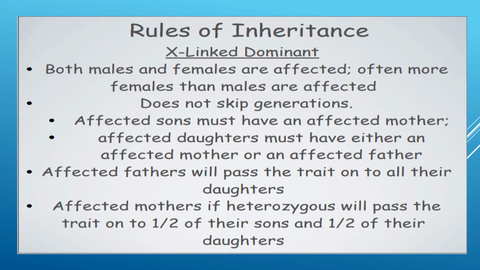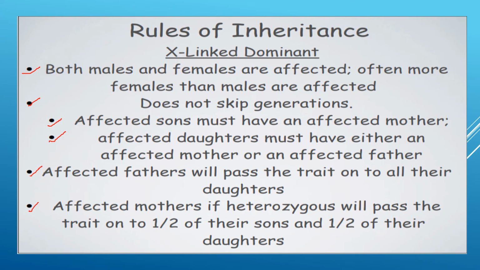And next is X-linked dominant disease. This also occurs with equal frequency in both males and females, and it does not skip any generation. Affected sons must have an affected mother. Affected daughters should have an affected father or an affected mother. But for a son to be affected, compulsorily he should have an affected mother. Affected fathers will pass this mutant allele to their daughters. An affected mother will transfer the mutant X allele to her sons.